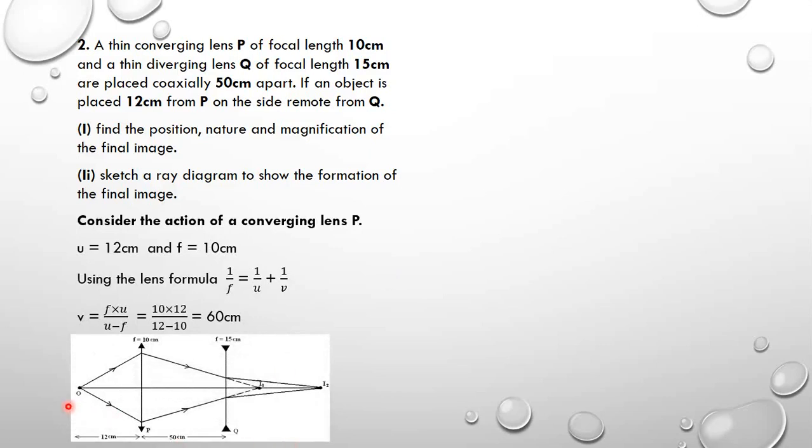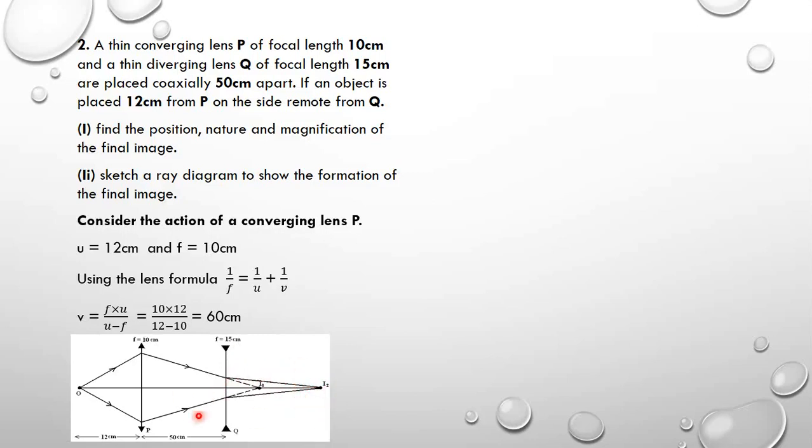So you can see if we place our object 12 centimeters away, it is going to converge, and the image is going to be real. And that is going to be 60 centimeters away from this lens P. However, when we place our second lens, that is lens Q, the final image is going to be at I. Remember this is a diverging lens, and it was converging, but now it is going to be refracted a bit. The final image is going to be here, and it's also going to be real.